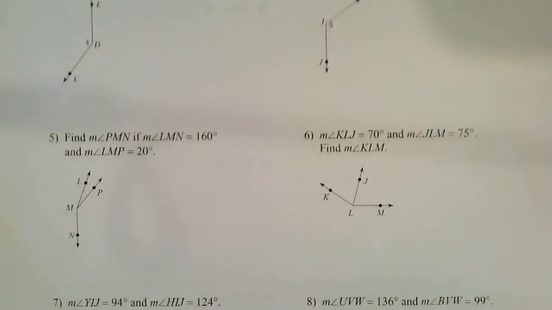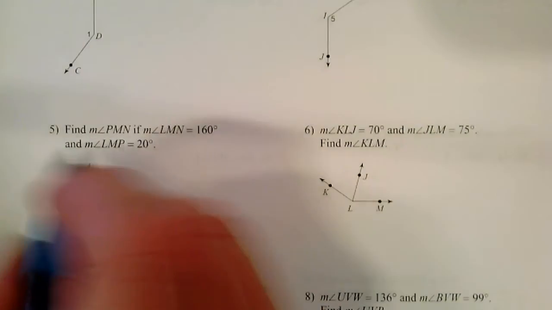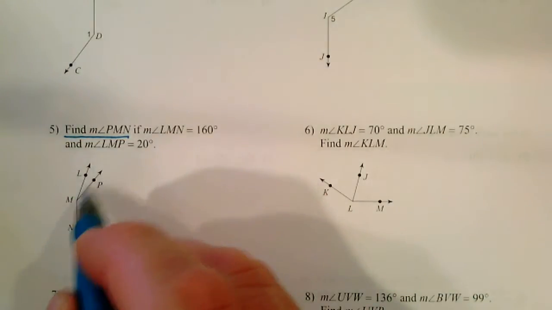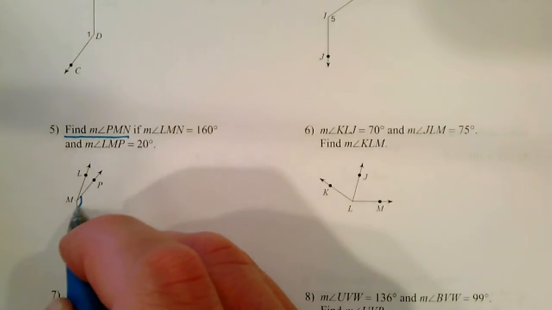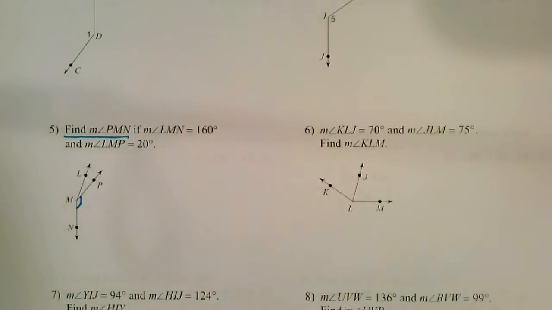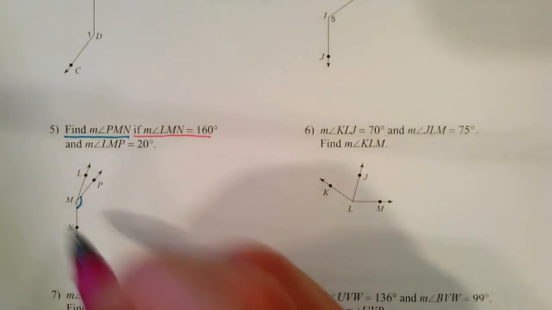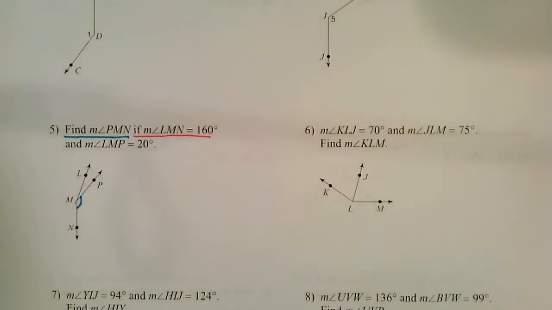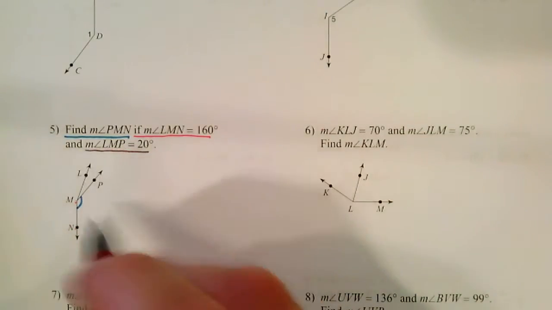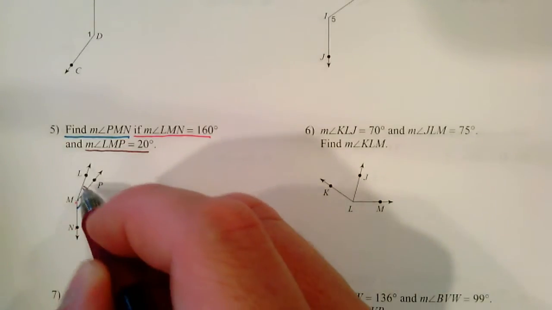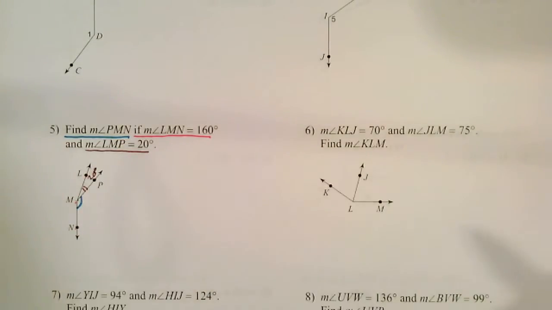Let's take a look down here. Got to find the measure of angle PMN. This is an angle addition problem, it's called. PMN. So this is what we're trying to find right here. We know that angle LMN is equal to 160 degrees. And we know that angle LMP, that's in here, that is 20 degrees.